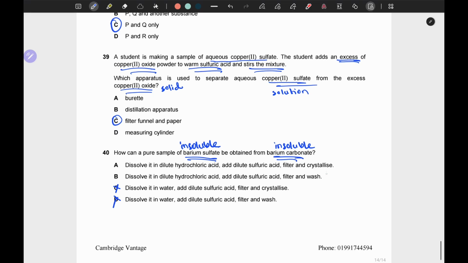But the last part, crystallize and wash. Now, crystallization works for soluble salts because we get a solution and then we heat that solution and cool it down to form the crystal. But barium sulfate is an insoluble salt, and insoluble salts can just form as precipitate, and they do form as just precipitates, and all we have to do afterwards is just wash that precipitate. So for 40, the answer is simply B, and that is the full paper.